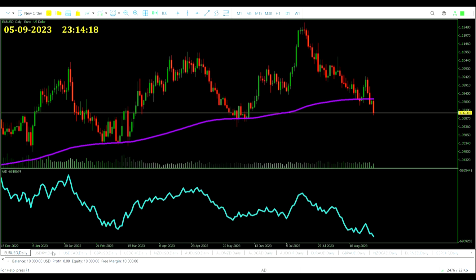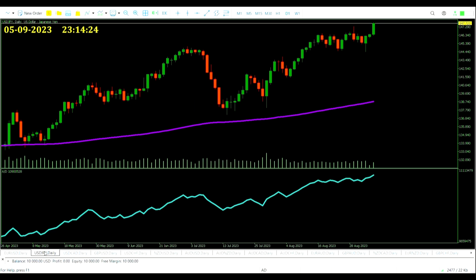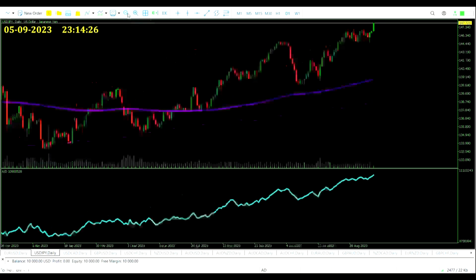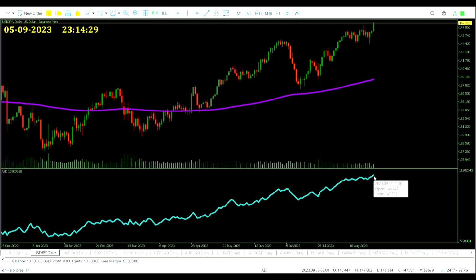Okay, here we are back for day 2. Just checking out these basic currency pairs. Euro USD, that took a drop. USD Japanese yen, been on the rise. Still, the AD is along with it. Can't do anything about that.